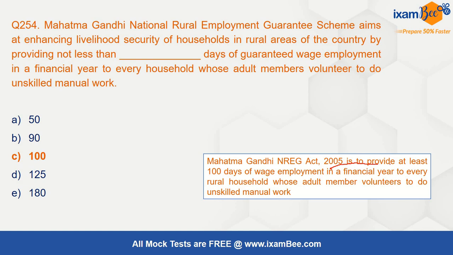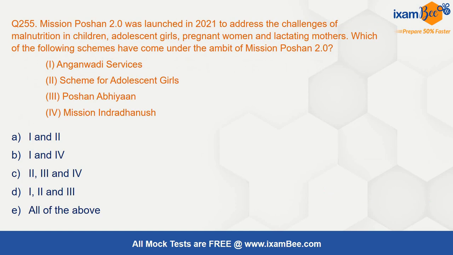So MNREGA 2005 is to provide at least 100 days of wage employment in the financial year to every rural household whose adult members volunteer. Means nobody will force you and go inside your home to ask you to do the work, but you have to come for the work and you will be given a minimum of 100 days work in a year.